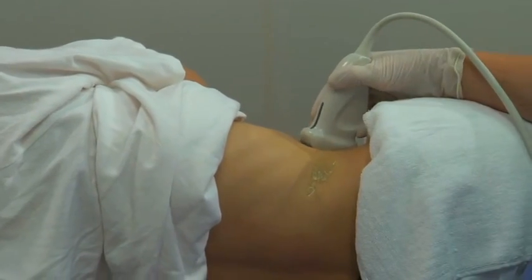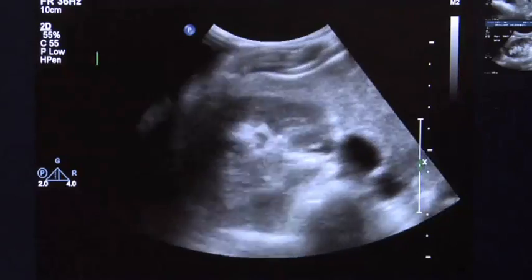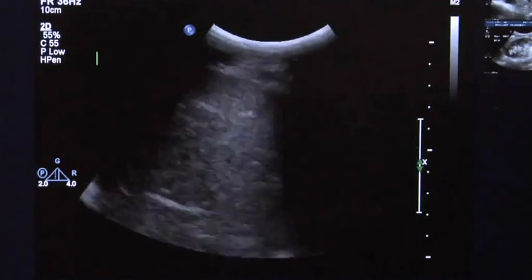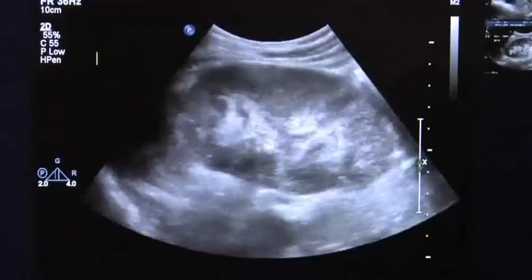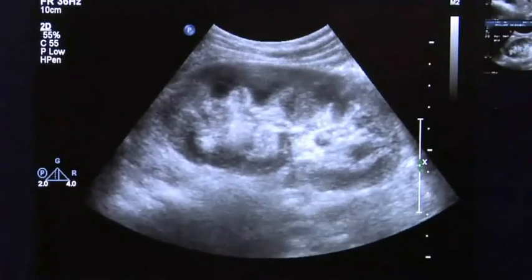Ask the patient to take a deep breath in and hold it. Using the liver as a window, sweep the transducer to the right to obtain longitudinal images of the right kidney, including the medial and lateral margins.